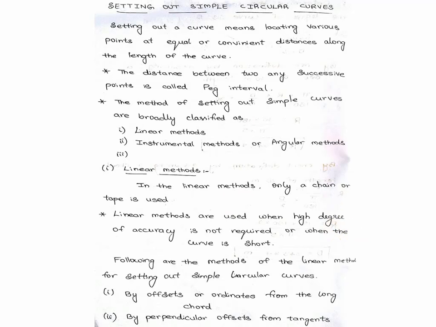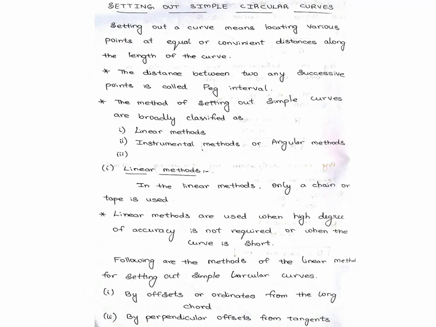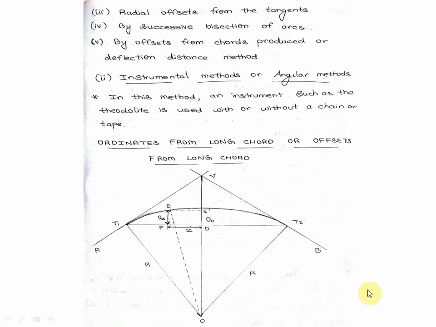Following are some of the different methods to set out a simple curve by linear methods: by offsets or ordinates from the long chord, by perpendicular offsets from tangents, radial offsets from tangents, by successive bisection of arcs, and fifth, by offsets from chord produced or deflection distance methods. For your syllabus you have to study only two methods, that is offset from long chord and offset from chord produced.